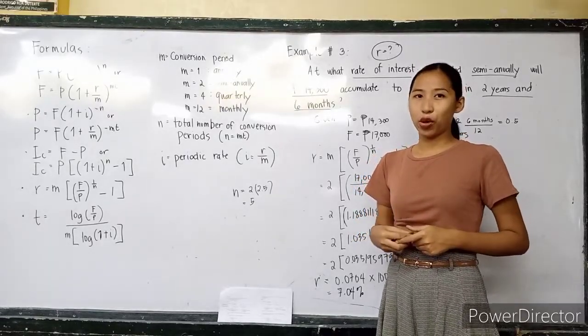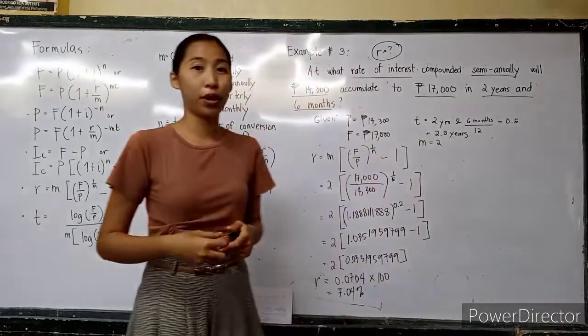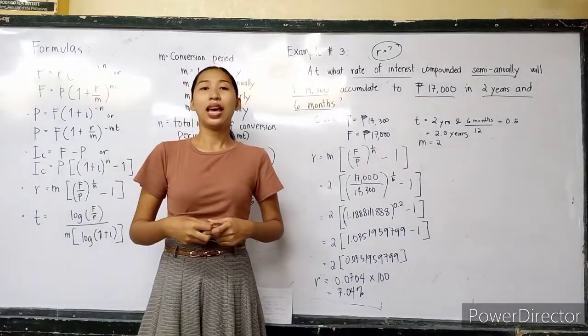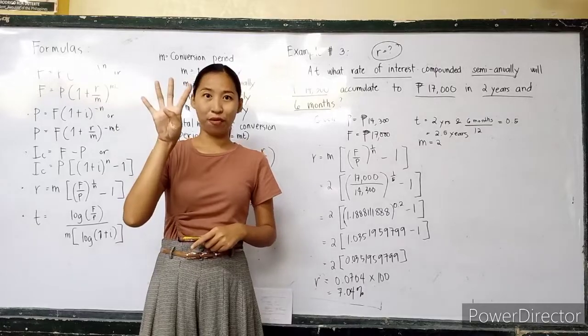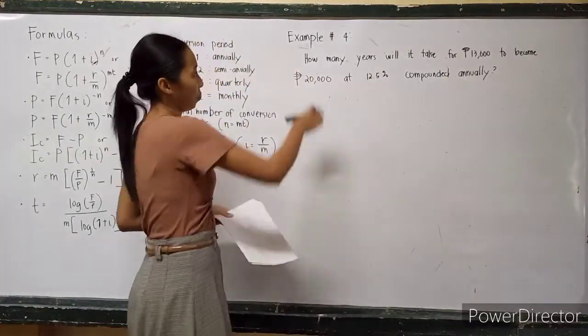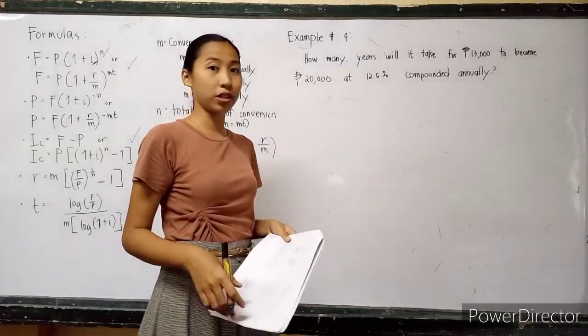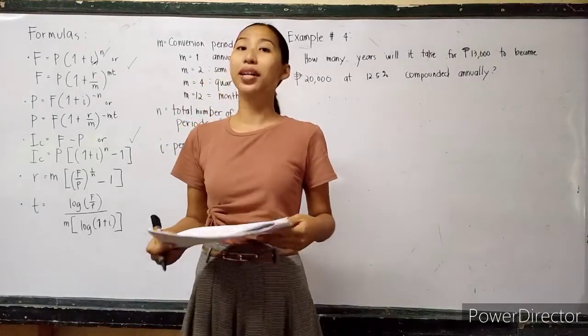So that is how you solve our example number 3 in finding our rate. So let's proceed now to our last example, which is example number 4. In this problem, we are looking for how many years? That means we are looking for our time.